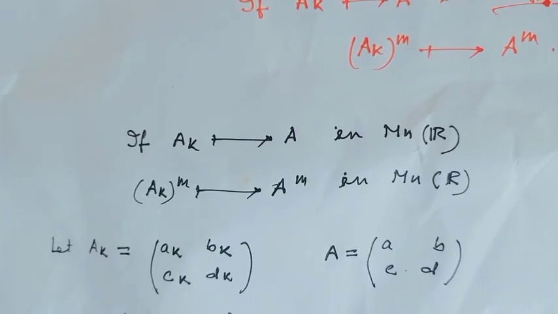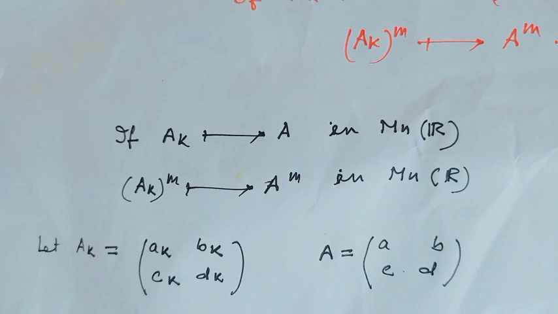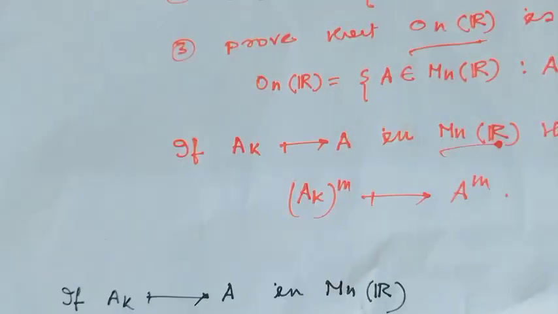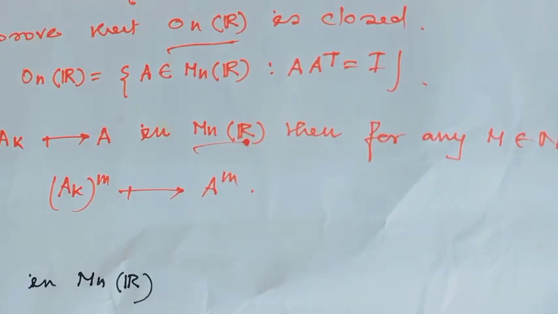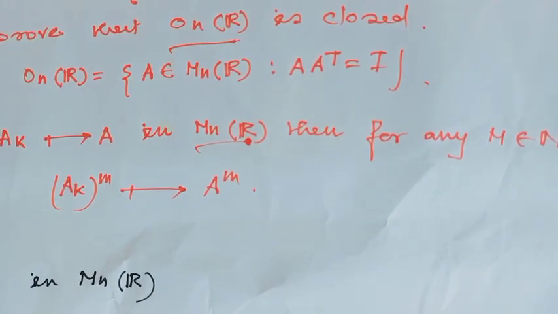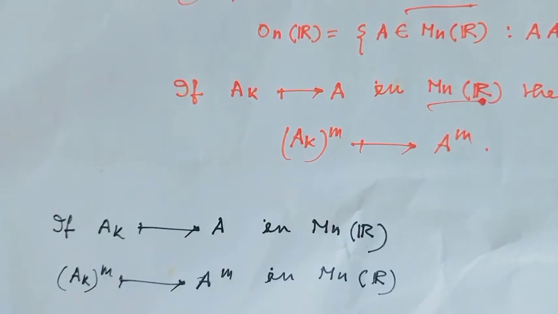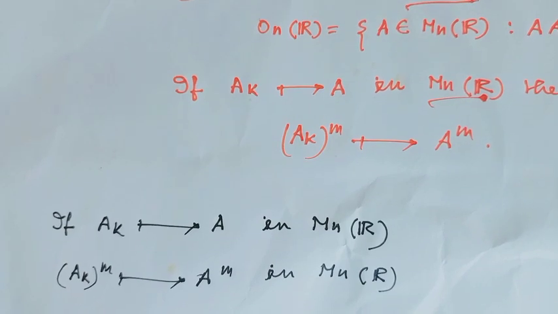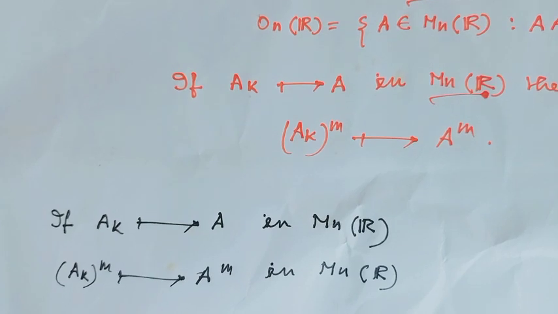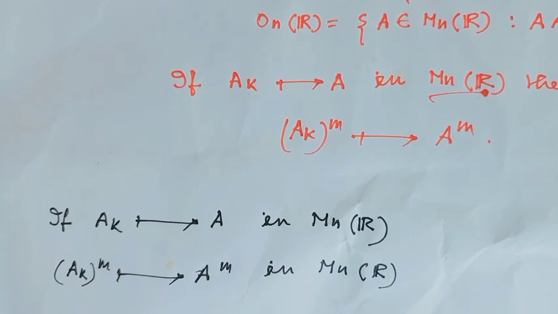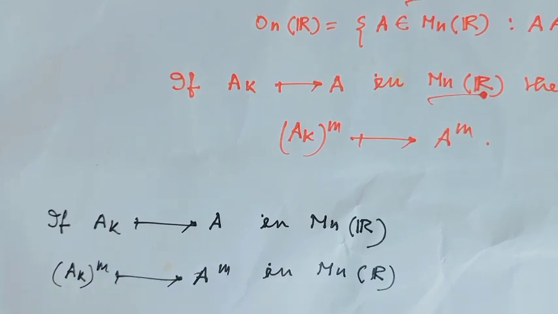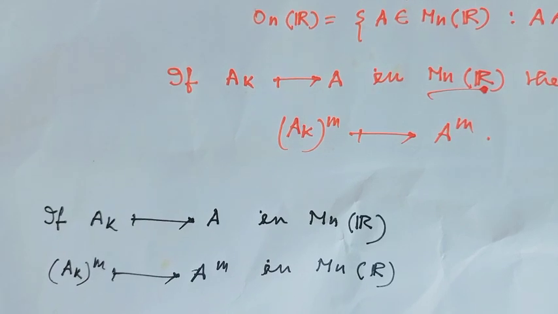At first, I will see this proof. If A_k converges to A in M_n(R), then for any m belonging to the natural numbers, A_k to the power m converges to A to the power m. For this, if A_k converges to A in M_n(R), I will prove A_k to the power m converges to A to the power m. For short calculation, at first I will prove A_k square converges to A square.